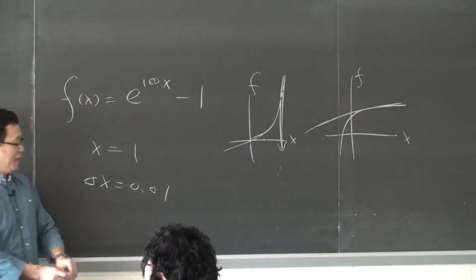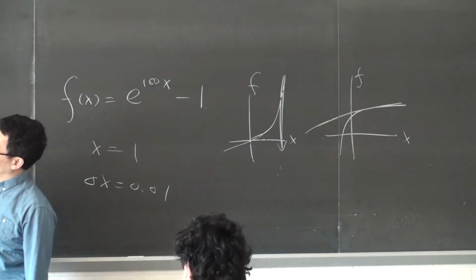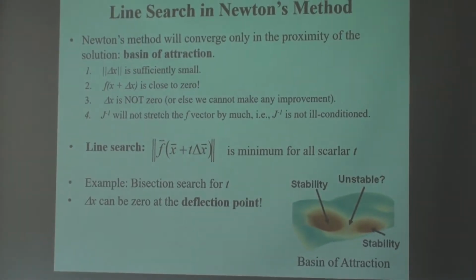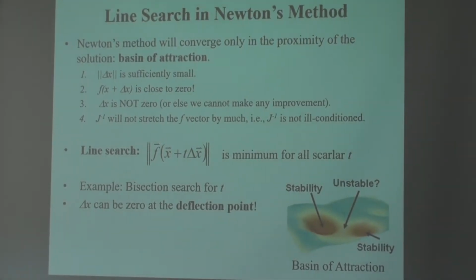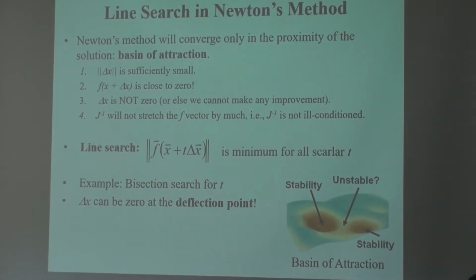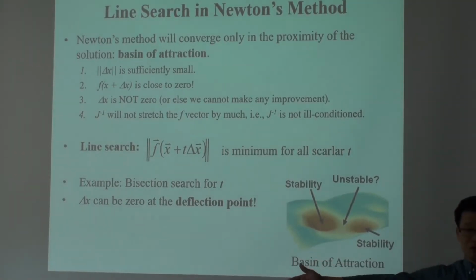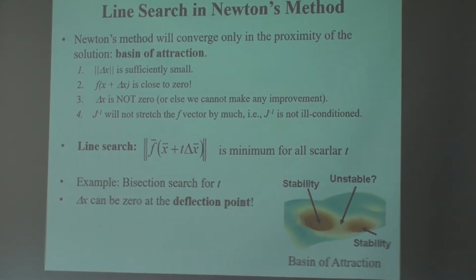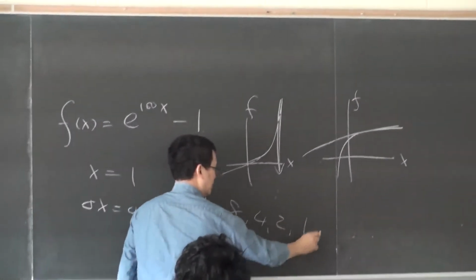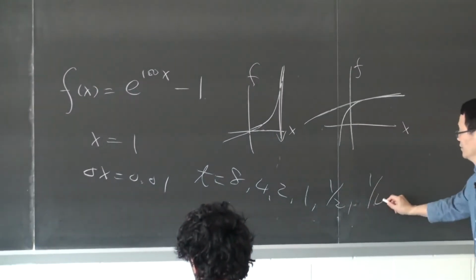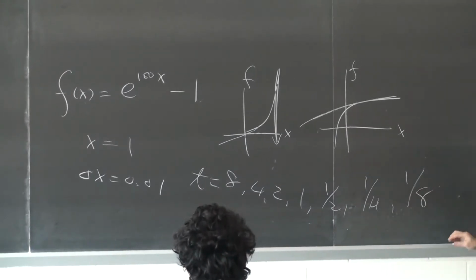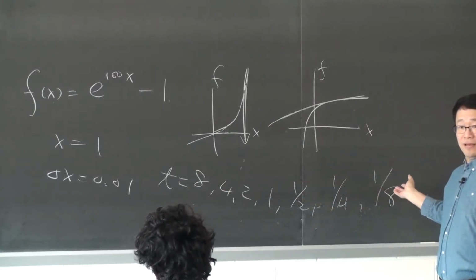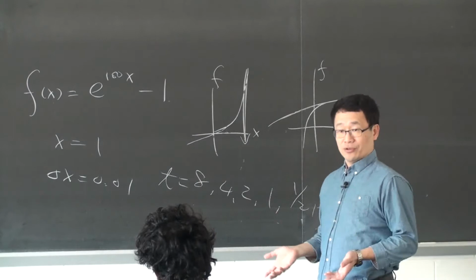Is it possible to introduce a t? Since I know presently it's the right direction, I choose a t so that I check around t using a bisection search. Say t can be all the way from 8 to 1 over 8. I compare these values and try to decide which one is better, by giving me a smaller residue.